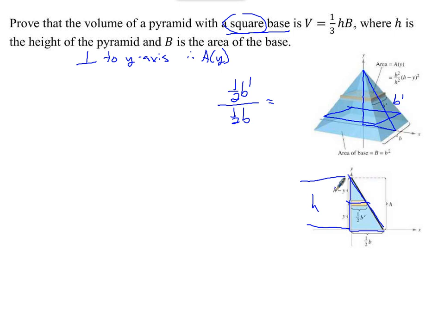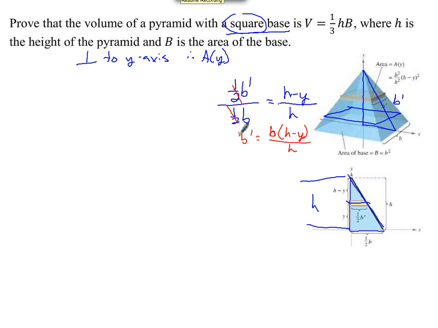So that means that my little base length divided by my big base length is going to be equal to my little height divided by my entire height, which is what? H. Okay, before I solve for b prime, because that is the thing that I need to know, those 1/2s are gone. And now I can solve for b prime. It is b times h minus y over h.